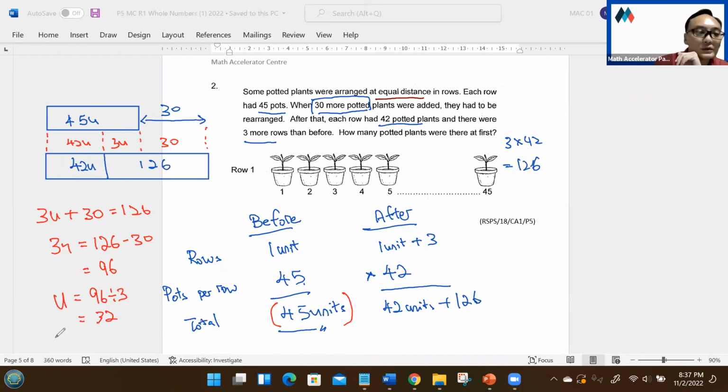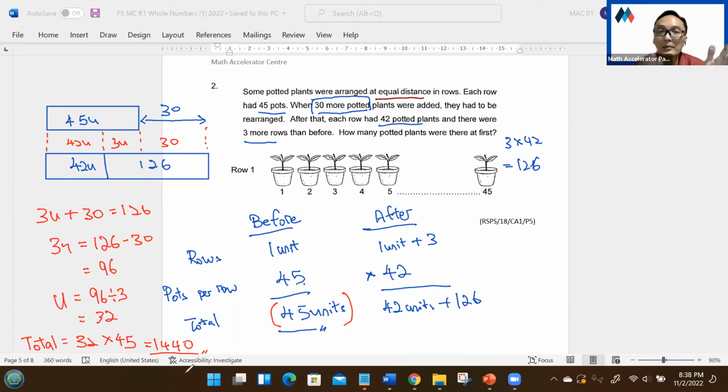Right, so we want to find the total at first. We already worked out that 1 unit is 32. And we found out that we have 45 units. What will be the answer? Okay, Nico is correct, Meredith is correct. So we have 32 times 45, right? And we should arrive at 1440. So that will be the answer to this question.